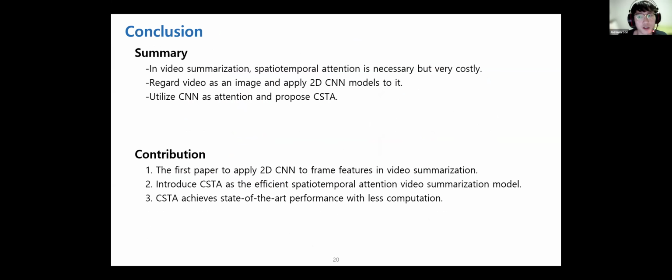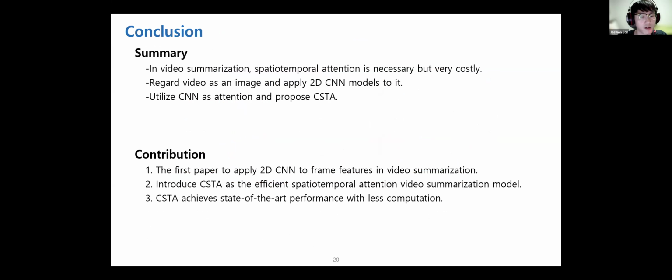So let me conclude today's presentation. To sum up, even though spatial temporal attention is essential in video summarization, it often requires huge costs. We approach this by regarding video data as an image and applying CNN models to that. We also utilize CNN as attention and propose CSTA.